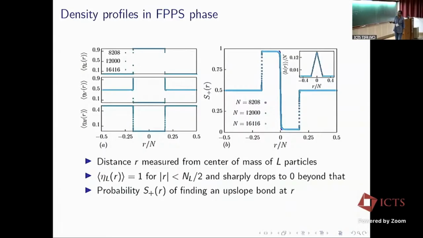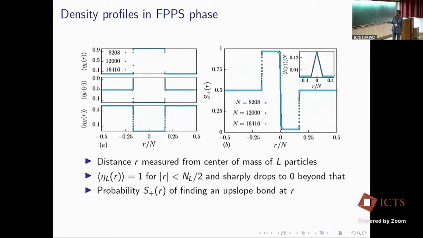And here I have plotted this probability S plus R, which is the probability of finding an upslope bond at a distance R. And as R changes sign, the probability drops from a high value close to 1 to a low value close to 0. This is because, consider two arms of the hill. On this arm, there is a high probability of getting upslope. Similarly, on this arm, there is a very low probability of getting upslope. So S plus R drops rapidly.